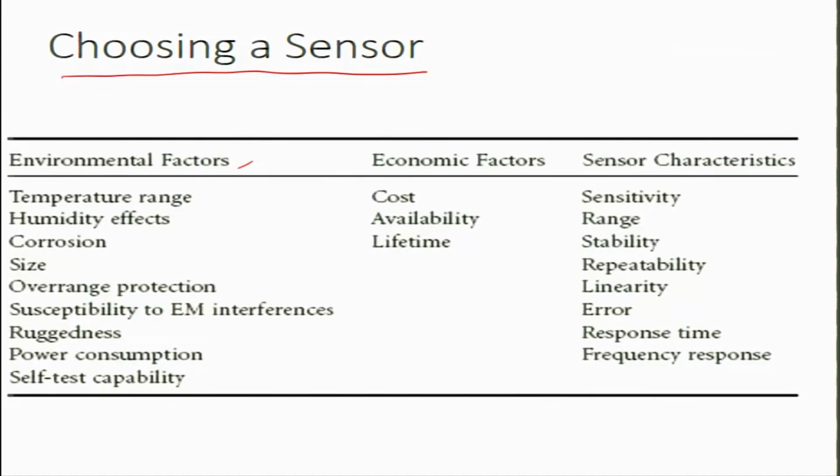Some of the commonly considered operating conditions could be the temperature range over which the sensor needs to be used, the effect of humidity, the effect of corrosion, size, overrange protection, susceptibility to electromagnetic interference. You could talk about power consumption, self-test capabilities or ruggedness. These are all the environmental factors which would be the first guidelines for what kind of sensor needs to be deployed. Sensors need to be graded for these environmental conditions, so that even though some of these fluctuate very rapidly, the sensor will still have its normal performance.